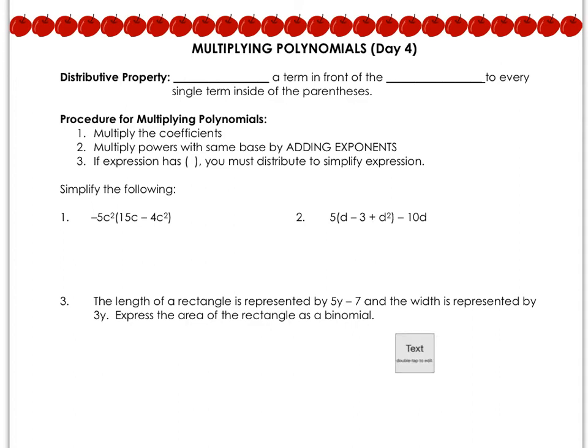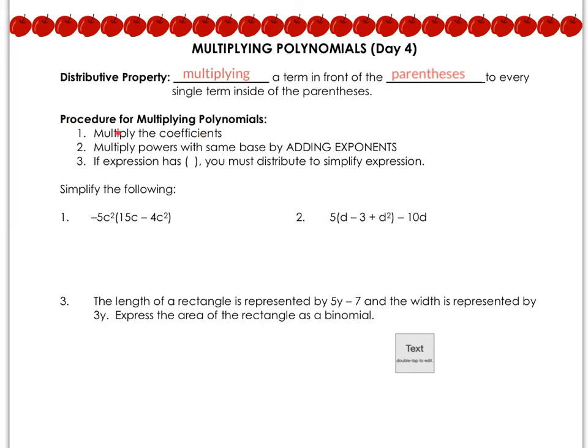Well, welcome to video 4, multiplying polynomials. So we're going to talk a little bit about the distributive property, which is something that we've already used and talked about. The distributive property is multiplying a term in front of the parentheses to every single term inside of the parentheses. So we have a procedure for multiplying these polynomials.